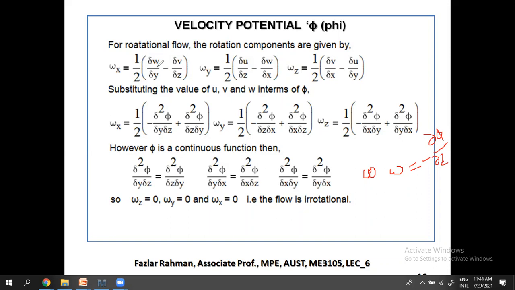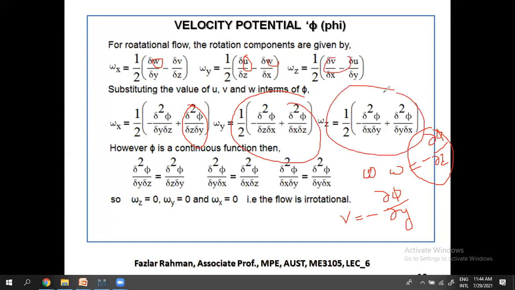So right over here, in this w you replace it by this term. So you have minus del square phi by del y del z. Similarly, what is v? V equal to minus del phi divided by del y. So you replace v and you will get this term. Similarly, replace u and w, and you get this term, and for v and u, you get this term.